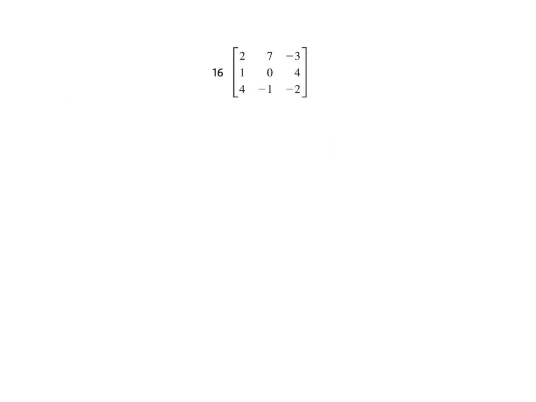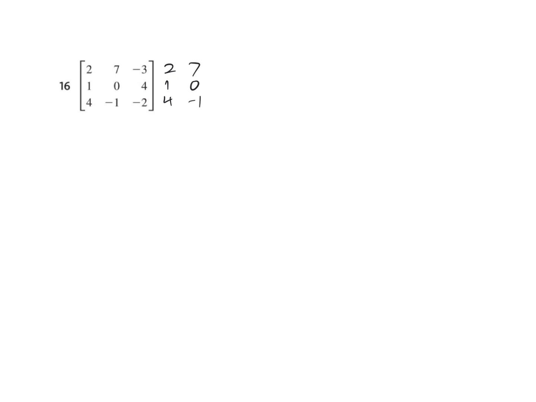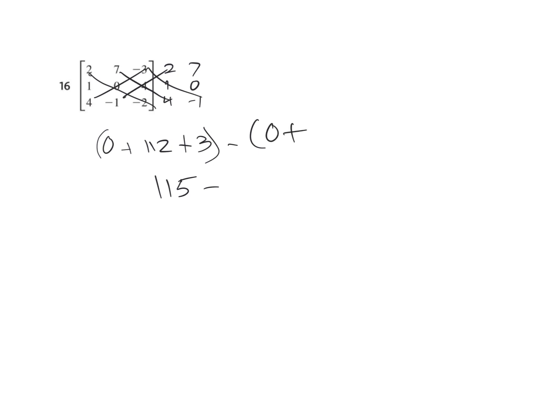Last one here. Oops. 2, 1, 4. Let's go ahead and draw that in the right spot: 2, 1, 4, and 7, 0, negative 1. Downward diagonal, 0. 28 times 4, 16 times 7, 70, and 42 is 112. And that's 3, so that's 115. Upward diagonal is 0 plus negative 8.